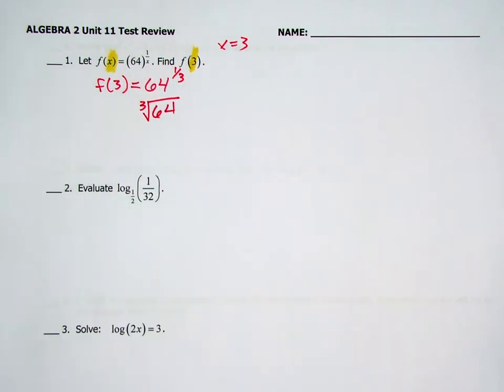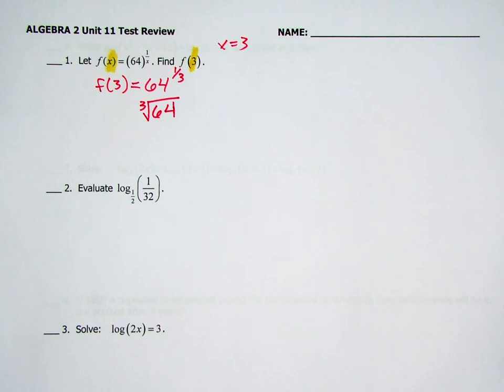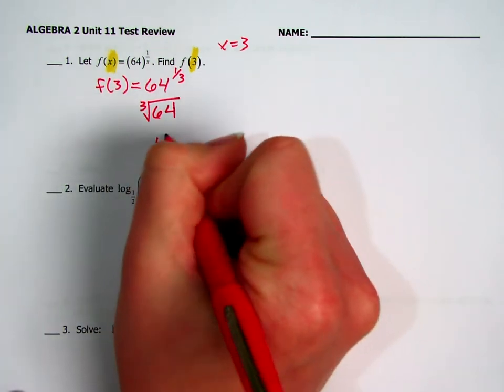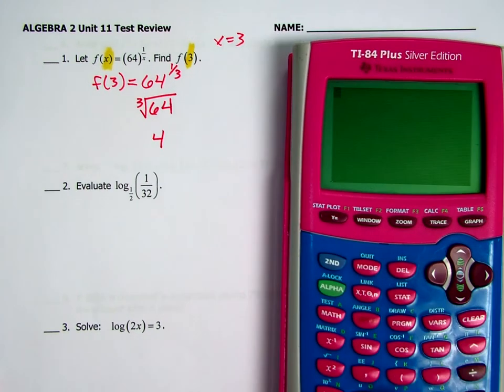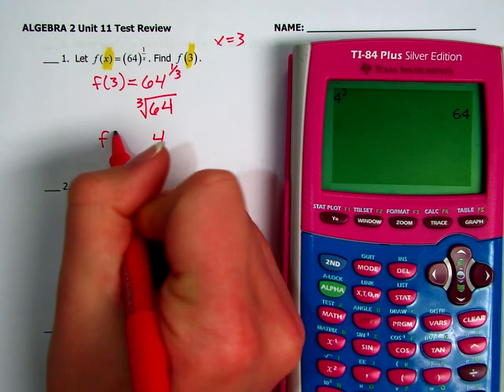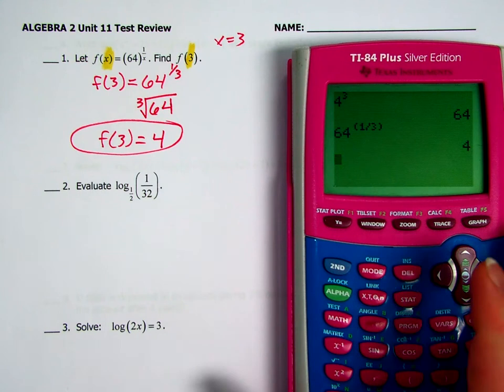So I would need to be thinking, what number times itself 3 times would give me 64? And that would be 4, right? And we could always double check it in our calculator. So we could go ahead and clear it out and type in, okay, what is 4 to the 3rd power? 4 to the 3rd power is 64, so I know that is correct. So f of 3 equals 4 is our final answer for this one. You could also type it in just 64 to the 1/3 in parentheses. Since this works out nicely, that is okay.